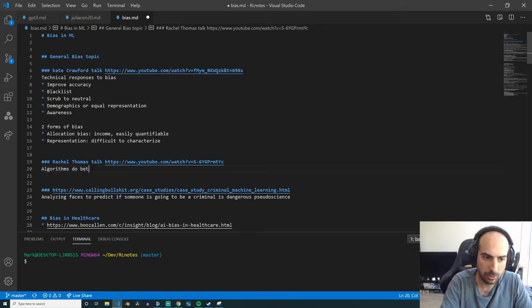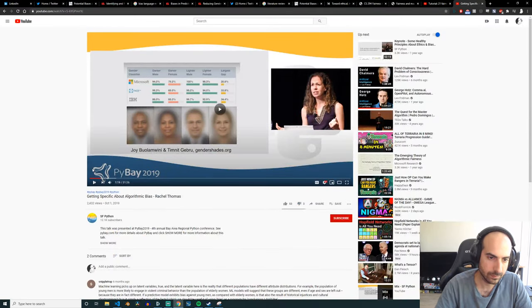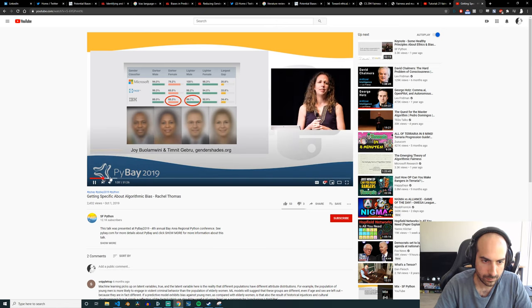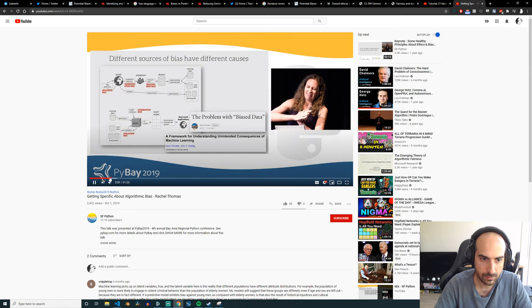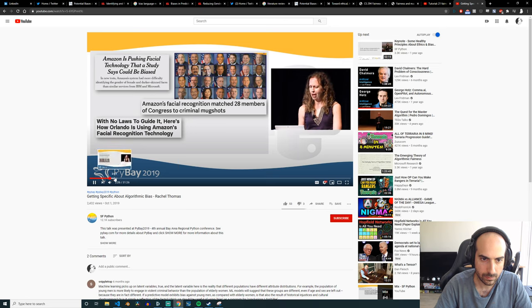Algorithms do better on image recognition, but don't do well on black people or women, compared to people with lighter skin. So from here, it was used by police, which is really concerning.